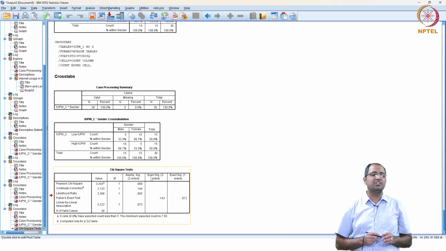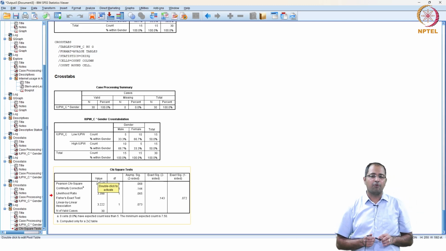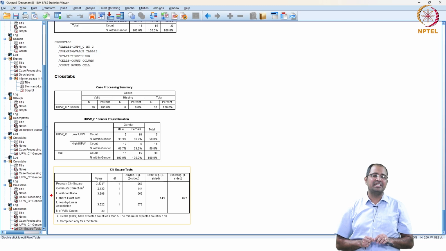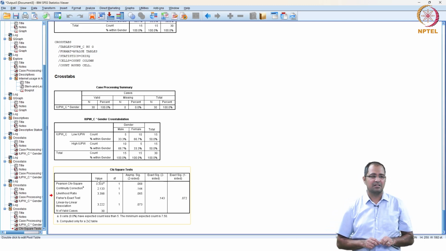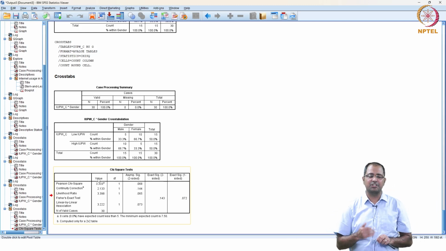And when we are using a 2 cross 2 matrix, it is a special case, so we do not look at the Pearson chi-square, but we look at the continuity correction. For 2 cross 2, or when the observed frequency in any cell is less than 10, we use the continuity correction. Let's say if this would have been 3 cross 2 and the observed frequency in every cell is greater than 10, then we need not use this continuity correction.